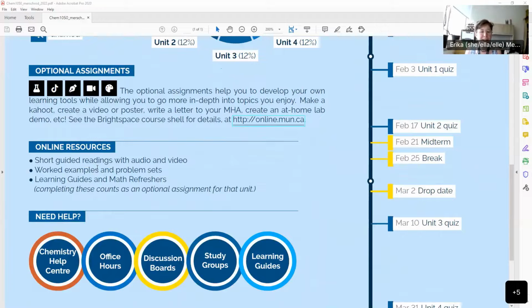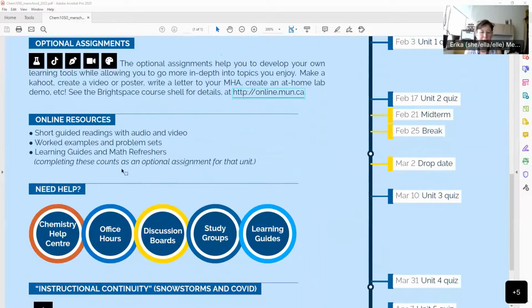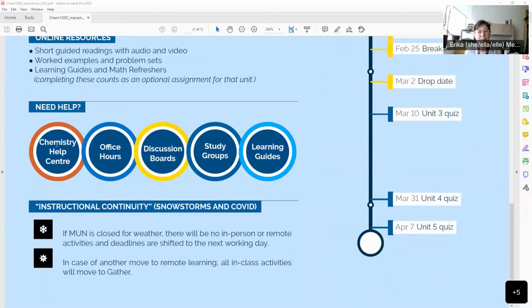So you'll find readings with audio and video. And I don't have a link there. They know where Brightspace is, and that seemed to work okay. Then this is another key thing: use the learning guides, use the office hours.